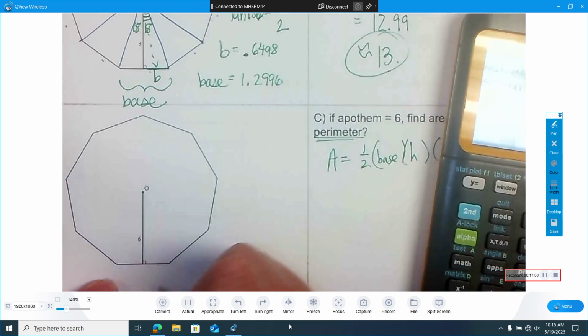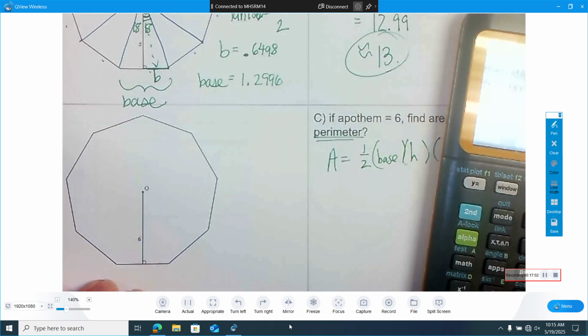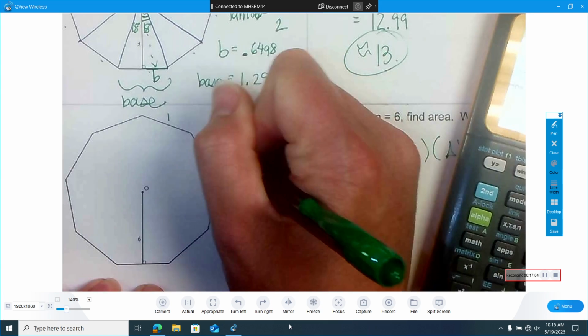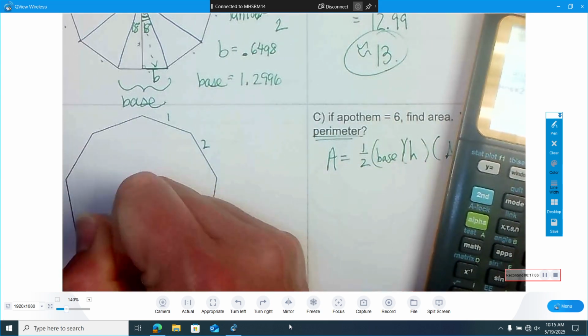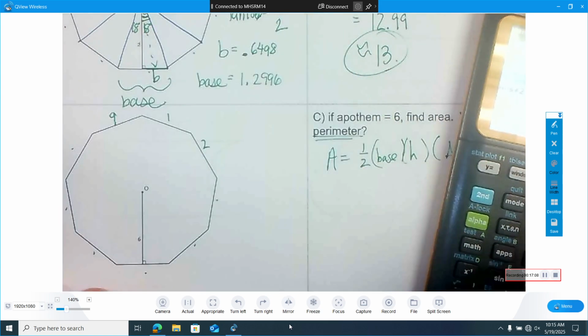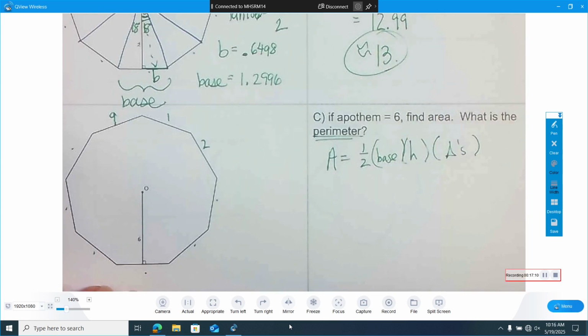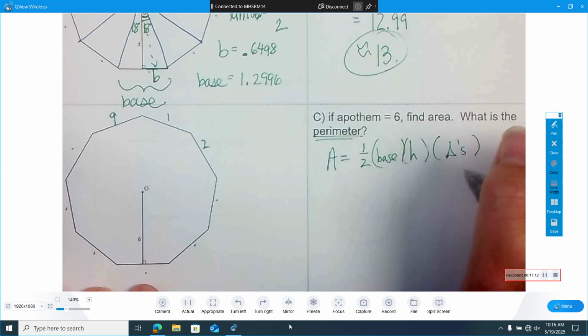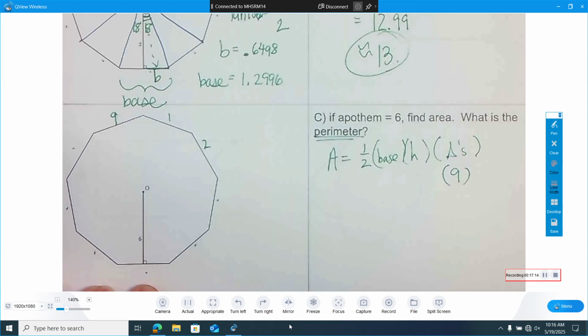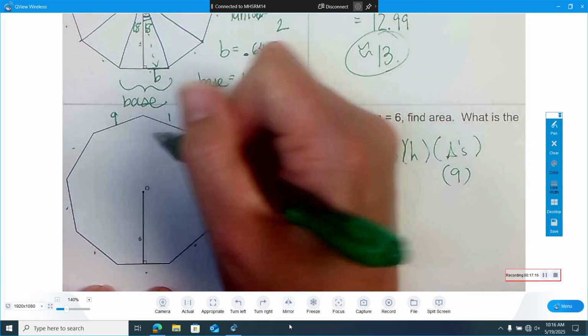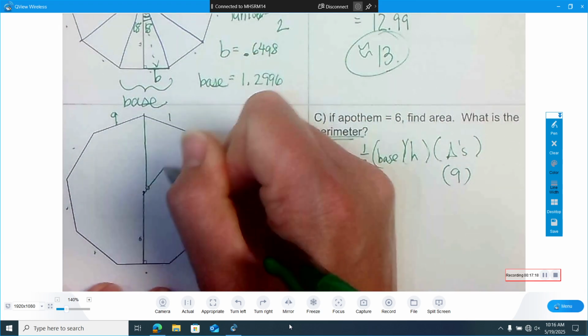All right. So once again, I guess I need to start by figuring out how many sides I've got here. 1, 2, 3, 4, 5, 6, 7, 8, 9. This is a nonagon, 9-sided. So we have 9 triangles. How do we figure out our central angle then?